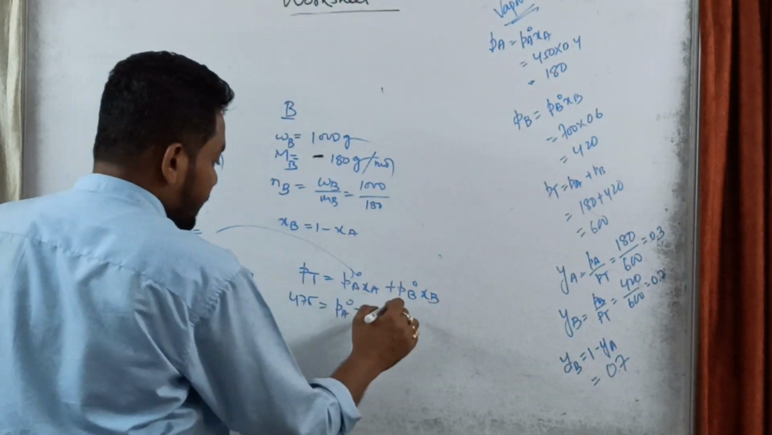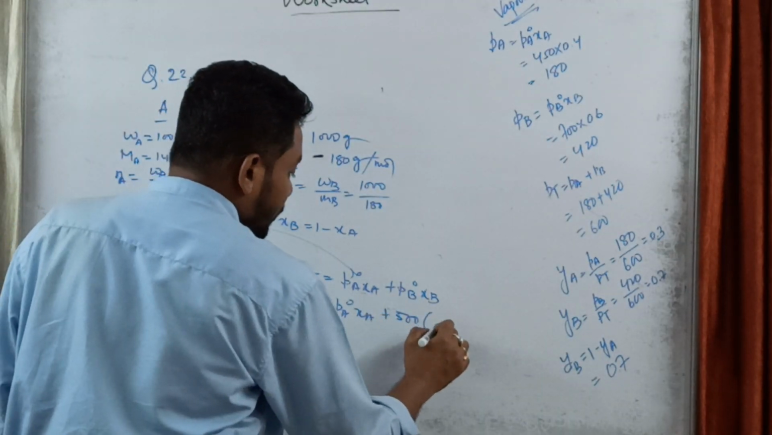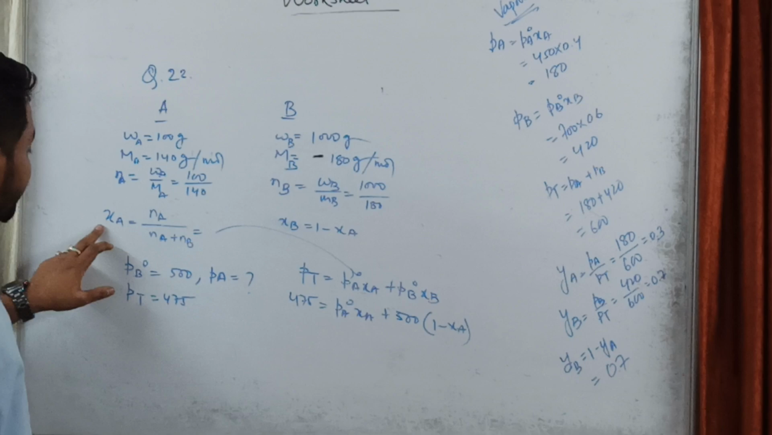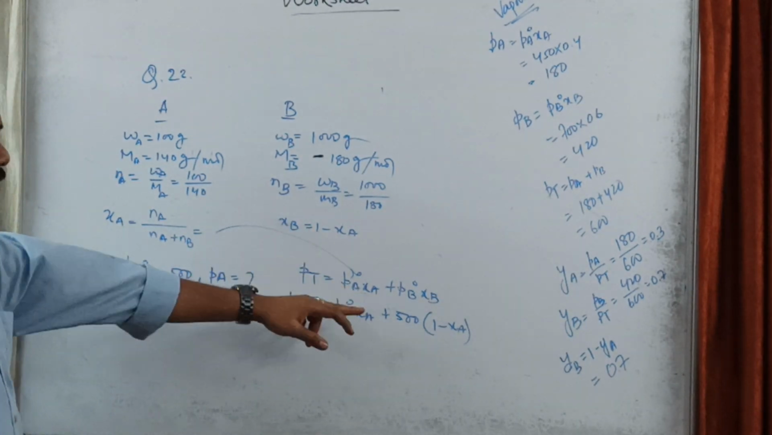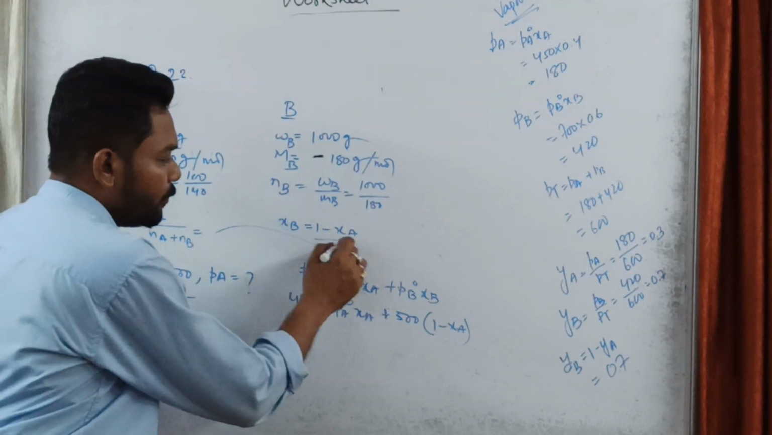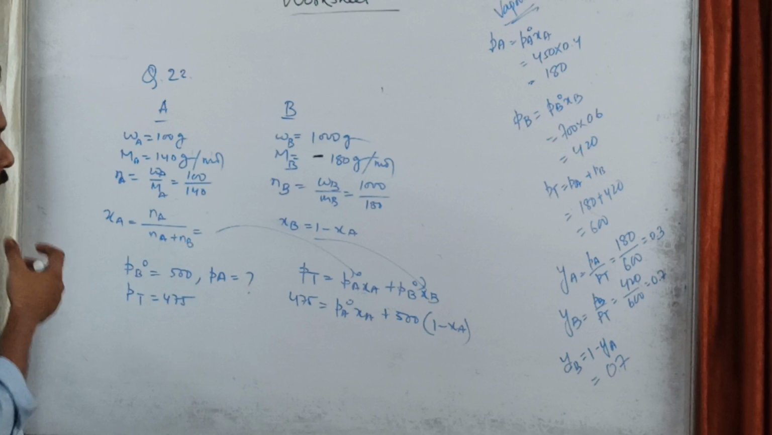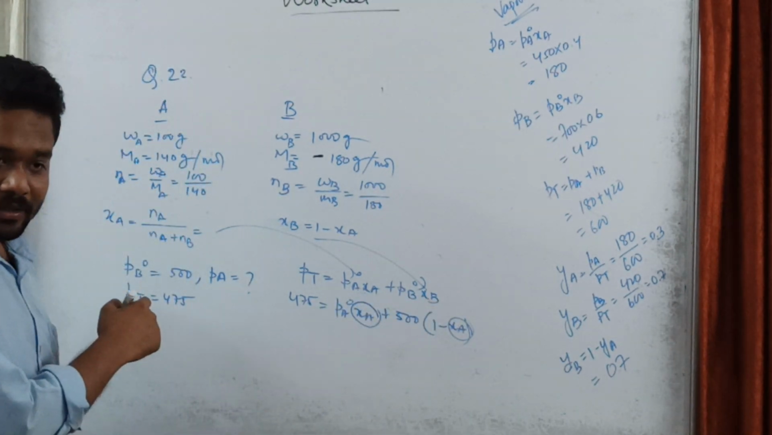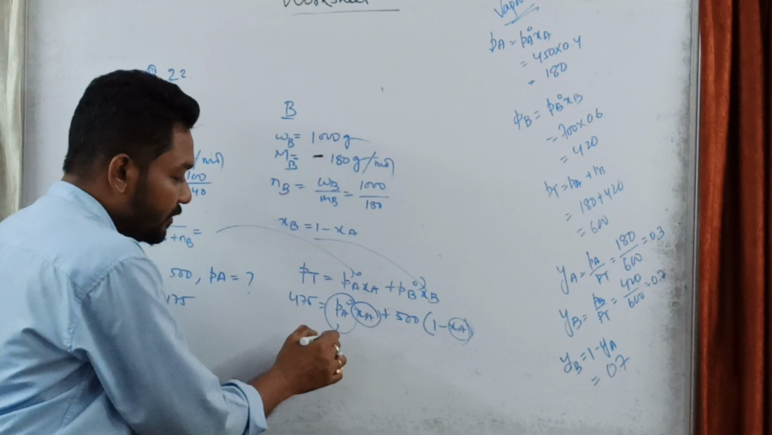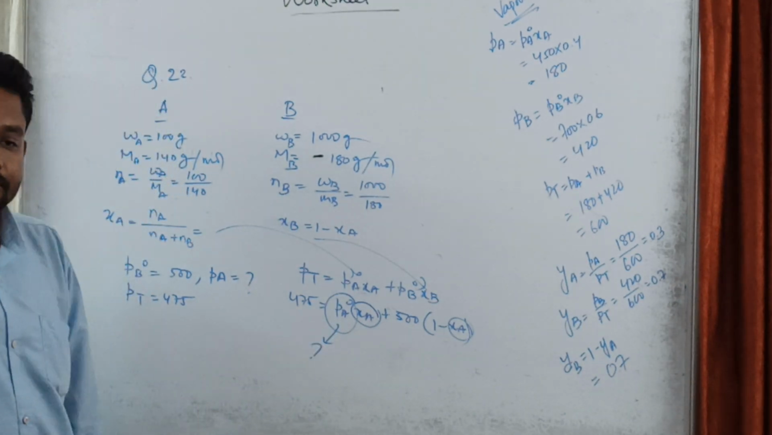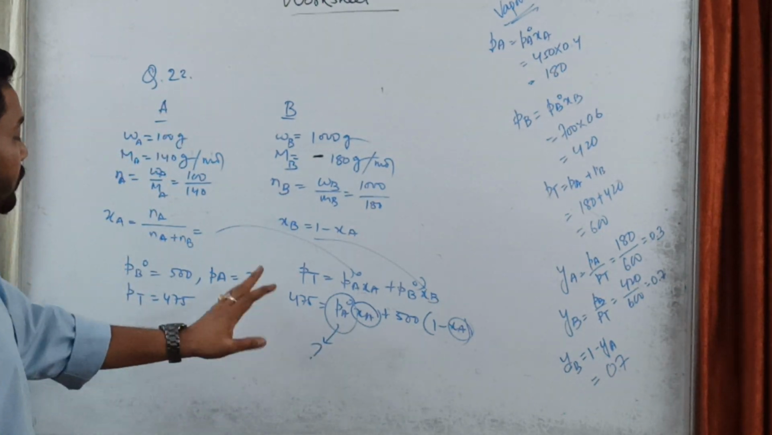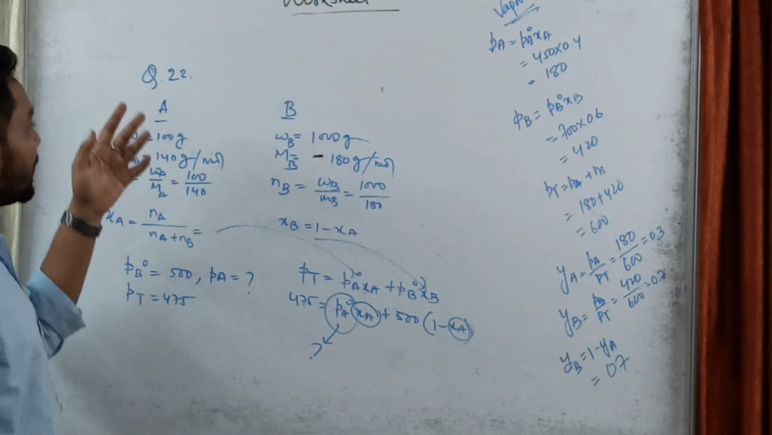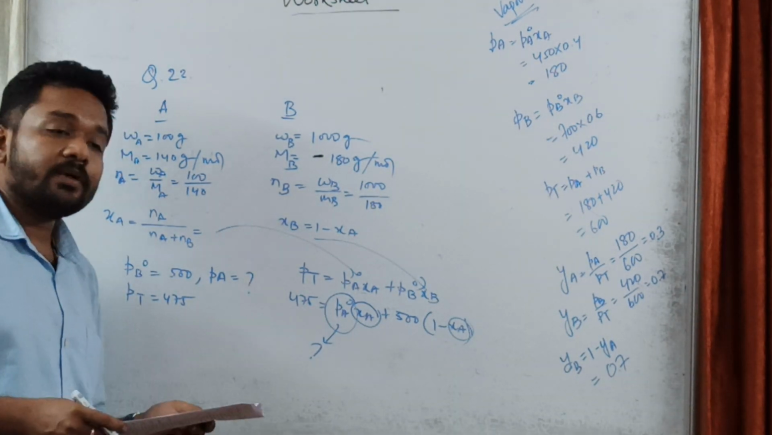PB0 value is already given, 500, and XB you can again write as 1 minus XA. So after getting XA, if you put it in XB, you already know the value, or you can write it in terms of 1 minus XA. You can see the XA value in both cases is known, so from there you can easily get the value of PA0. A similar type of problem you will find in question number 26.